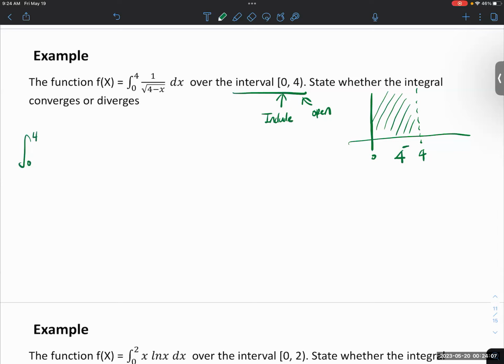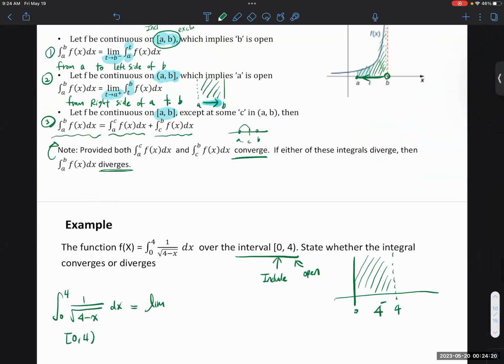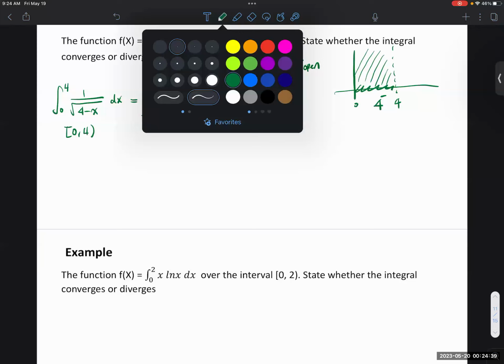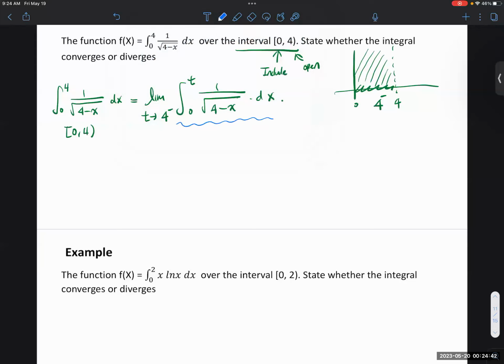So from 0 to 4, the integral of 1 over radical 4 minus x dx, with 0 included and 4 open, means take the limit. It's exactly the first case. So you have t approaching the left side of 4, and the integral from 0 to t, correct? And you have the same function, 1 over radical 4 minus x dx. That's how you set it up. That's it. And then we're gonna solve that integral.